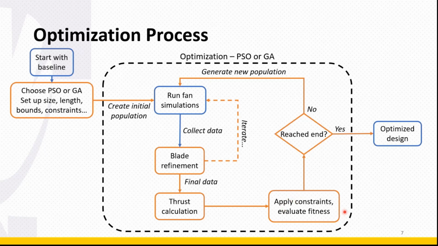The fitness is evaluated for each one of the individuals, and until it reaches its end, a new population is generated. And the way that the population is generated will vary between PSO or GA. And this whole loop is repeated again until the end of the run is reached, and then you end up with the optimized design in AxSTREAM. Then you can go in and do more analysis and stuff on that.